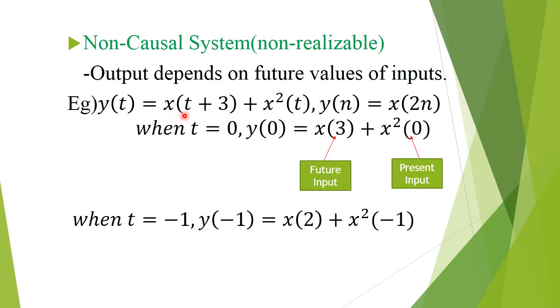Example, y of t equal to x of t plus 3 plus x square of t. So when t equal to 0, what is y of 0? y of 0 equal to x of 3 plus x square of 0. So here x square of 0 is the present input and x of 3 is the future input. So here the output depends on the future input value. So it is called a non-causal system. Another example, when t is equal to minus 1, you will be getting y of minus 1 is equal to x of 2 plus x square of minus 1. So minus 1 is the present input value and 2 is the future input value.